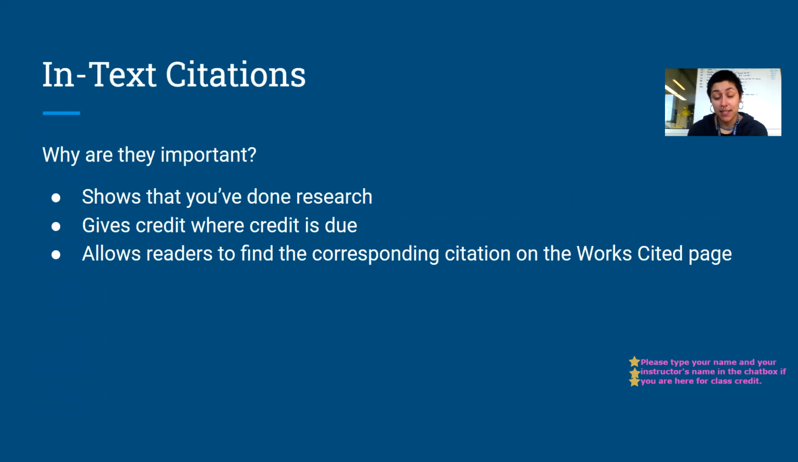So why are in-text citations important? Well, while your reader is reading through your work, they will be able to see that you've done research. They will also be able to see that you are giving credit where credit is appropriately due. And then it also allows your readers to find that corresponding works cited entry. So as soon as I see your quote with that in-text citation, I will be able to use it and immediately find where that quote came from in the works cited entry.